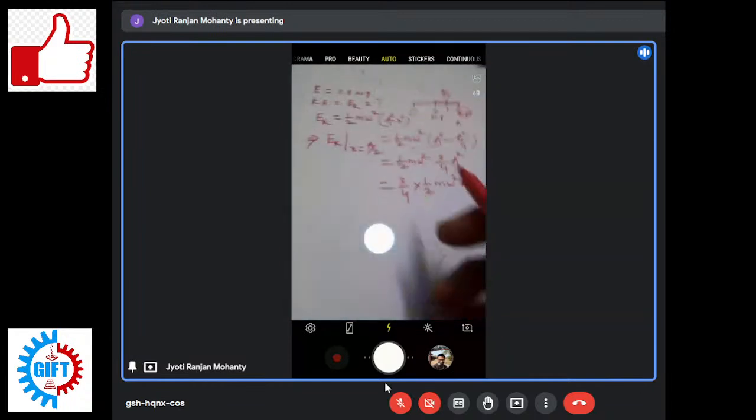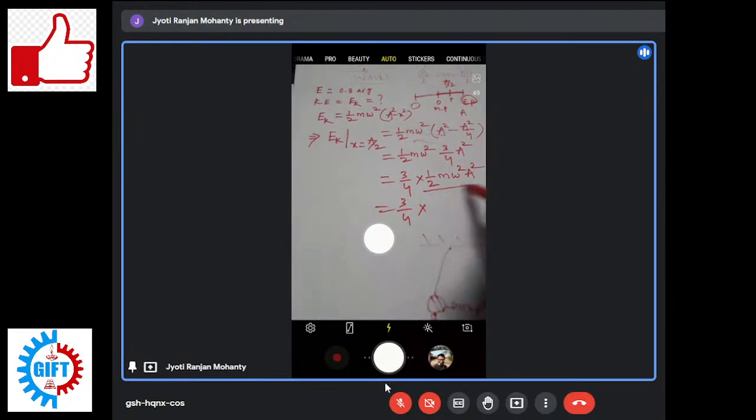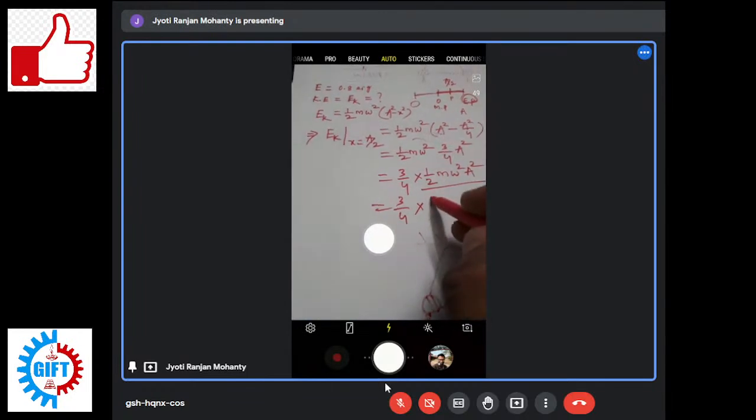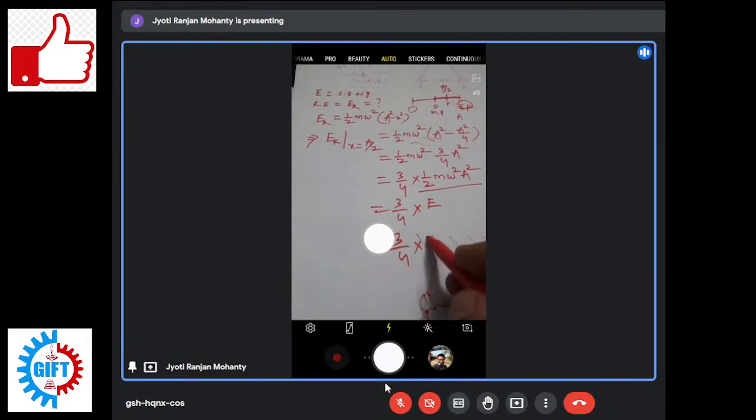What is the formula for total energy? 3 by 4. This is the formula for total energy E. 3 by 4 into E.